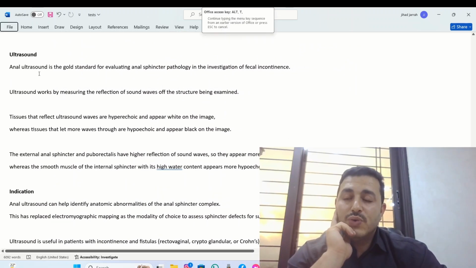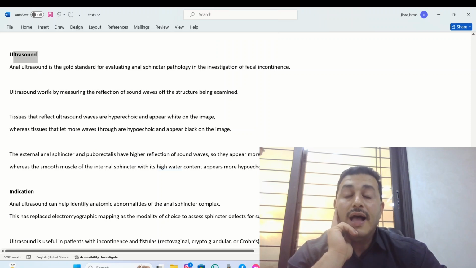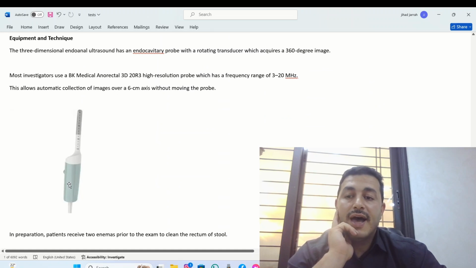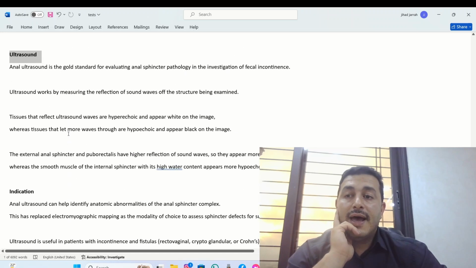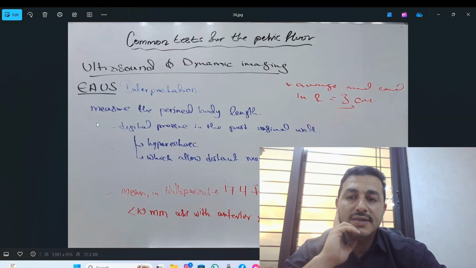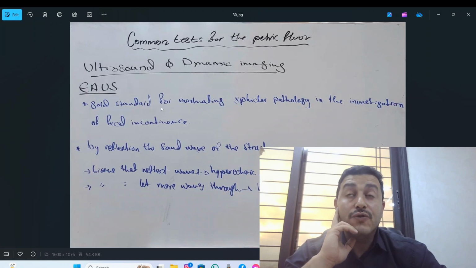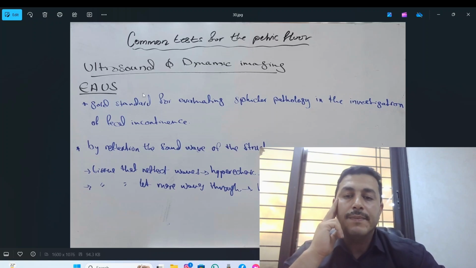Let's move to ultrasound for assessment of the pelvic floor function. We come to the modalities that we are more familiar with, and in ultrasound, we know the endoanal ultrasound. As you see here, we have an endoanal probe. It can be 3D actually, and we said that it replaced the need for the EMG, or electromyography, of the pelvic muscle. Actually it is the gold standard for evaluating sphincter pathology, especially in patients with fecal incontinence. We do not need EMG.